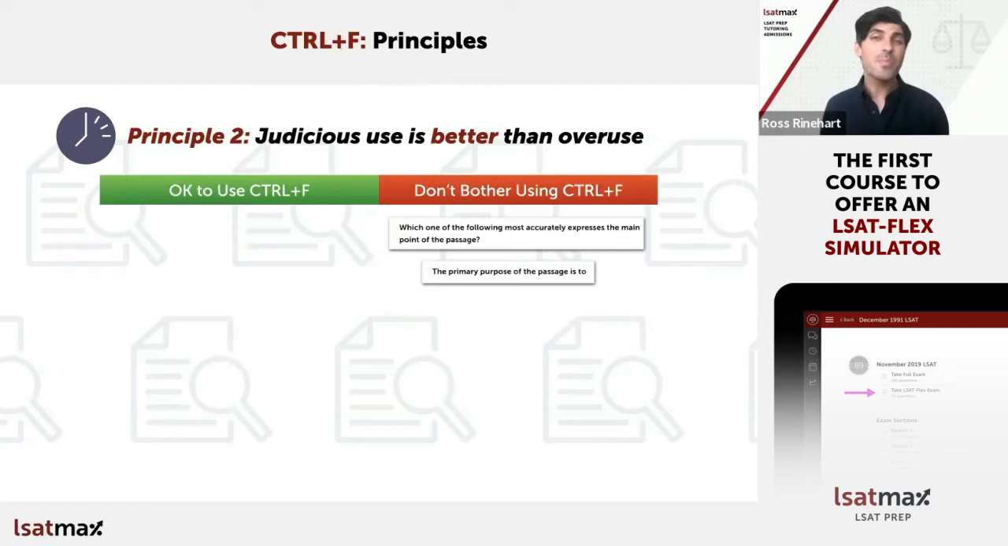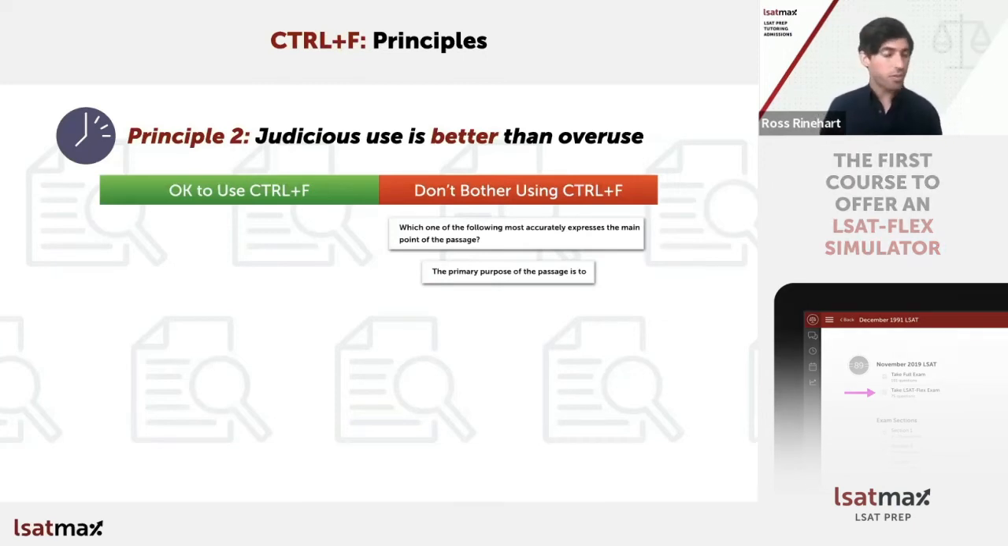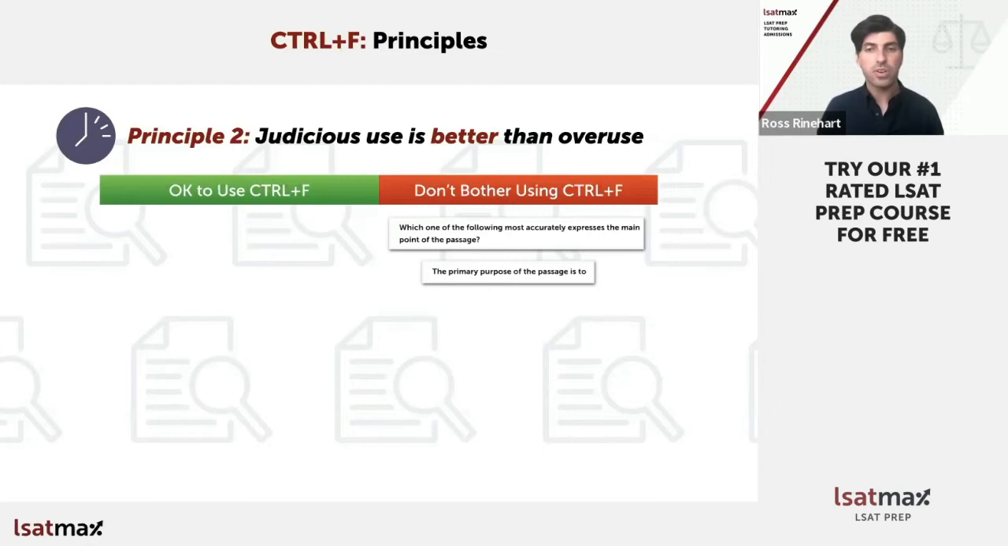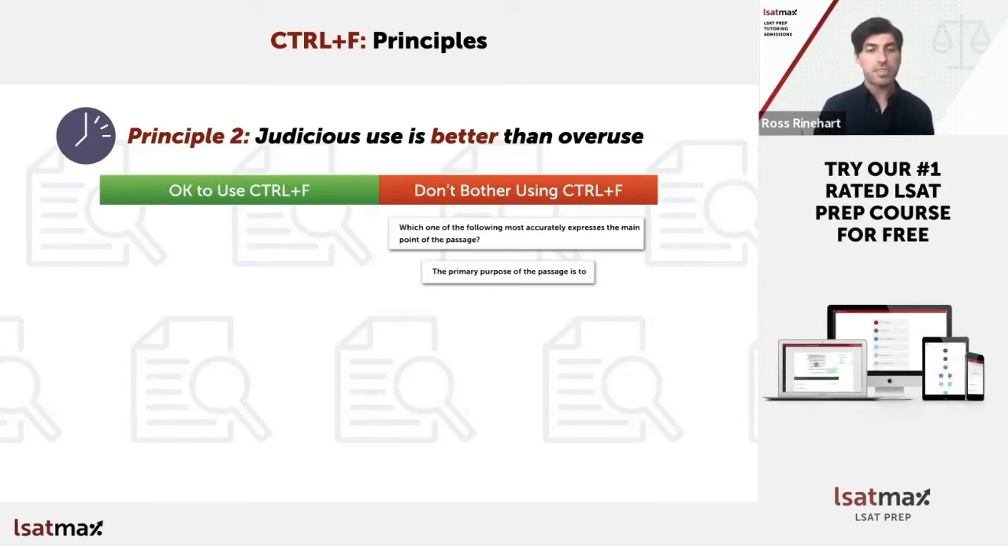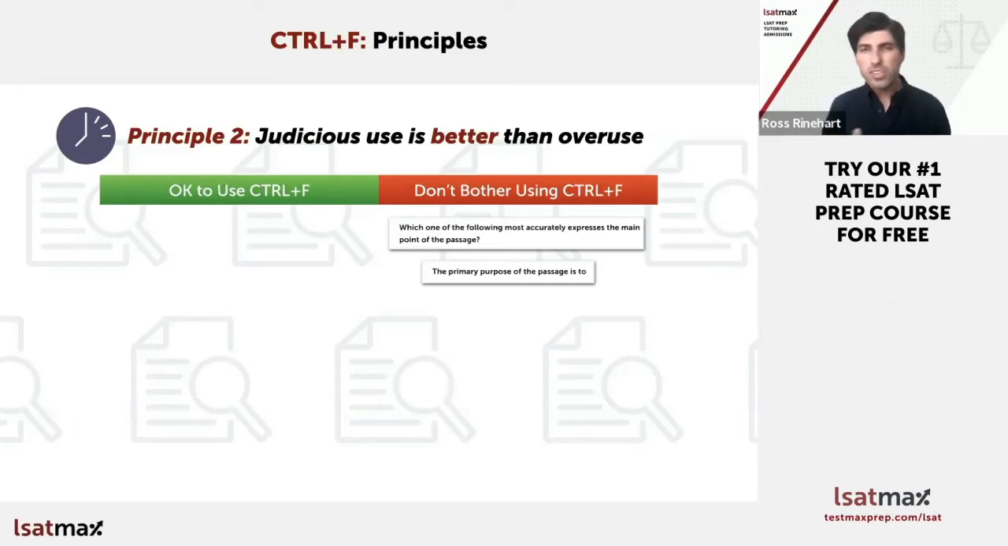Additionally, very often the main point isn't an explicit statement made in the passage. It's something that we kind of have to come up with ourselves. After reading all the viewpoints, after thinking about what question the passage is trying to answer, after considering or summarizing the passage to ourselves, we need to come up with the main point. So trying to search for the main point using Ctrl+F isn't a really effective strategy.